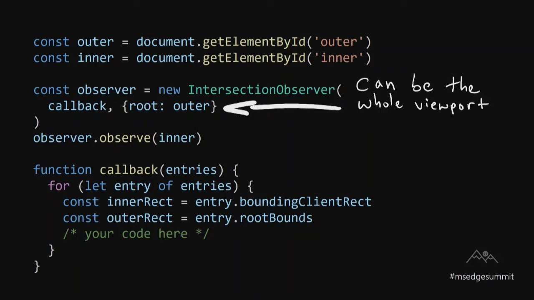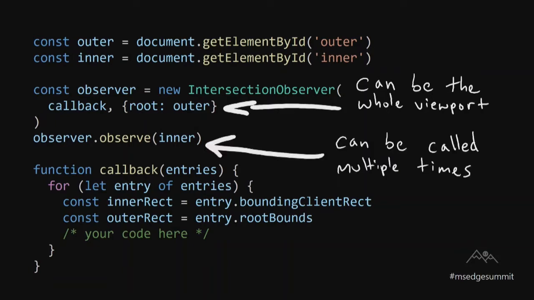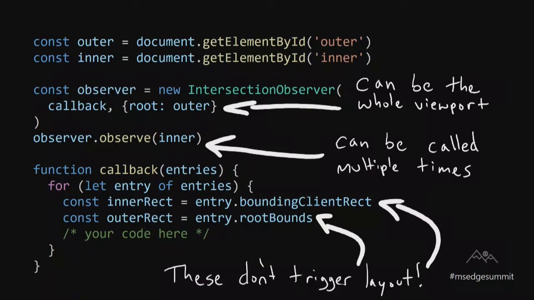You can also observe multiple objects by using the .observe method, so that's really convenient. And most crucially, these rects, these rectangles you get here, are free. They don't trigger layout. You're not calling getBoundingClientRect. You're not forcing the browser to recalculate layout. You just get this for free.